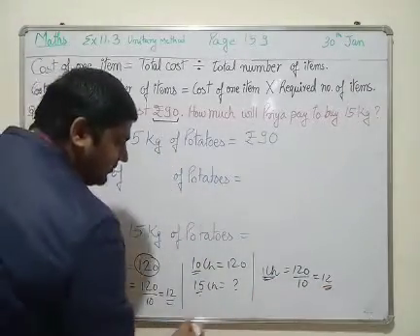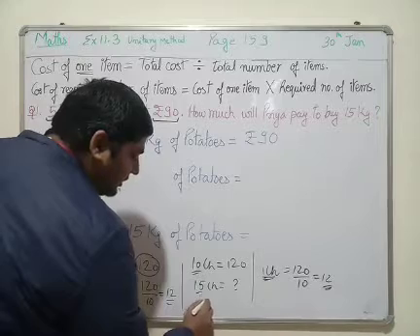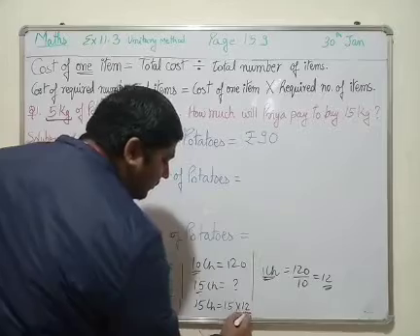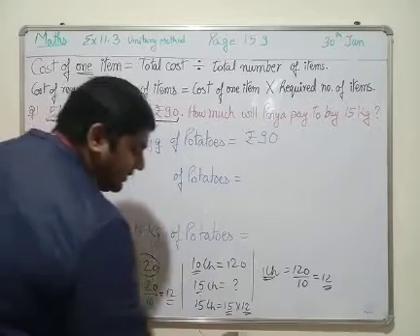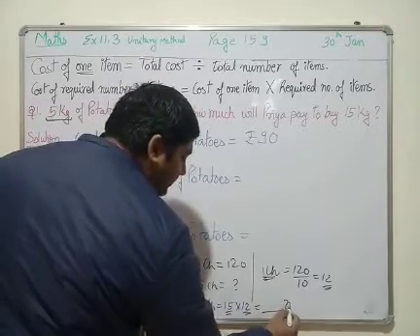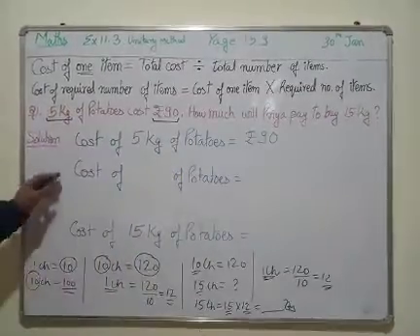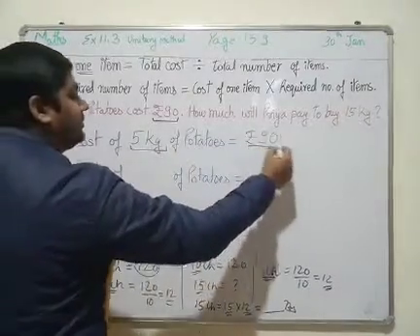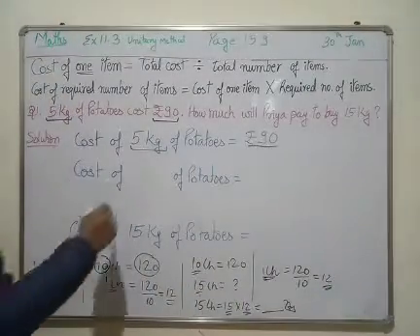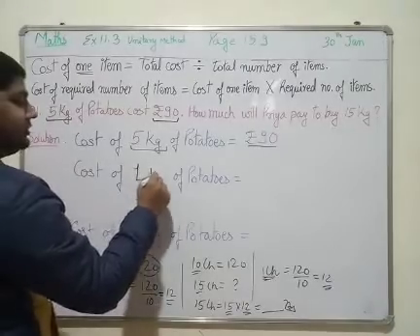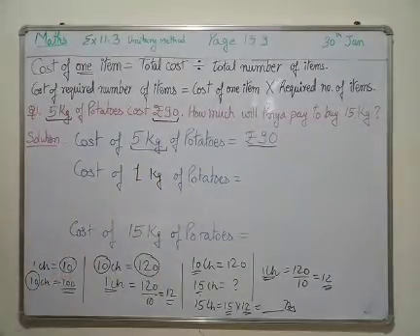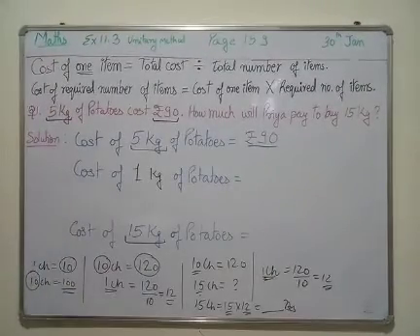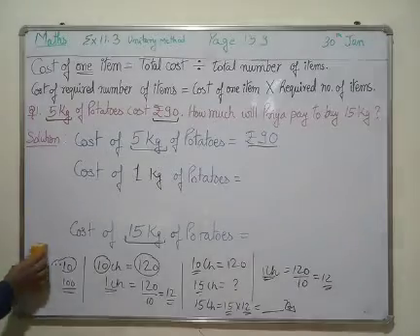Now the cost of 15 chocolates will be equal to 15 multiplied by the cost of one, that is 12, the number of items times the cost of one, and then we will get the answer. So this is how we are going to do this question. The cost of 5 kg of potatoes is given as rupees 90. Now we have to find the cost of 1 kg of potatoes. If I can find the cost of 1 kg of potatoes, then I can easily tell the cost of 15 kg of potatoes, right?